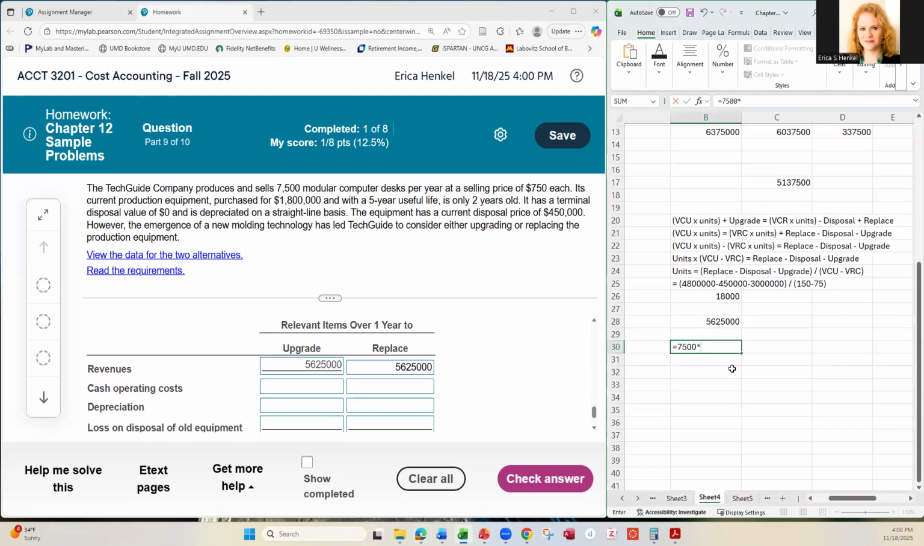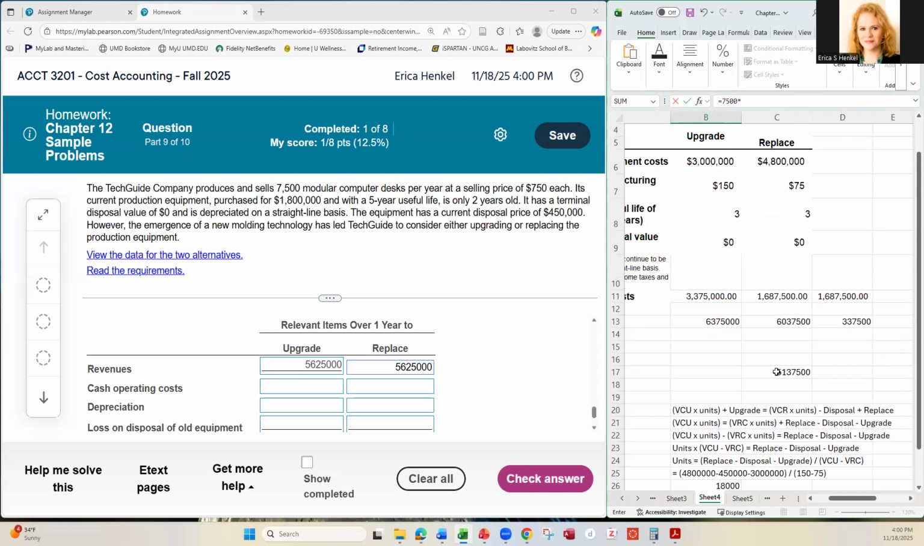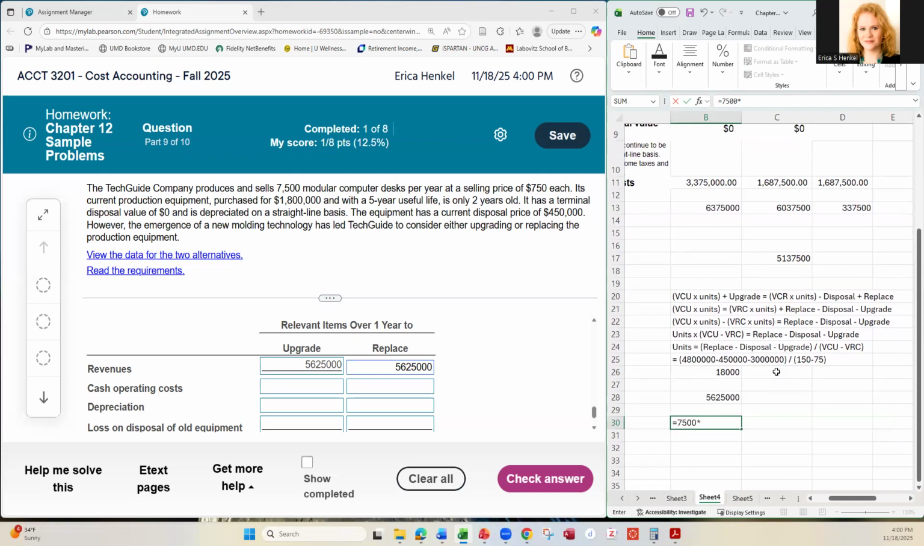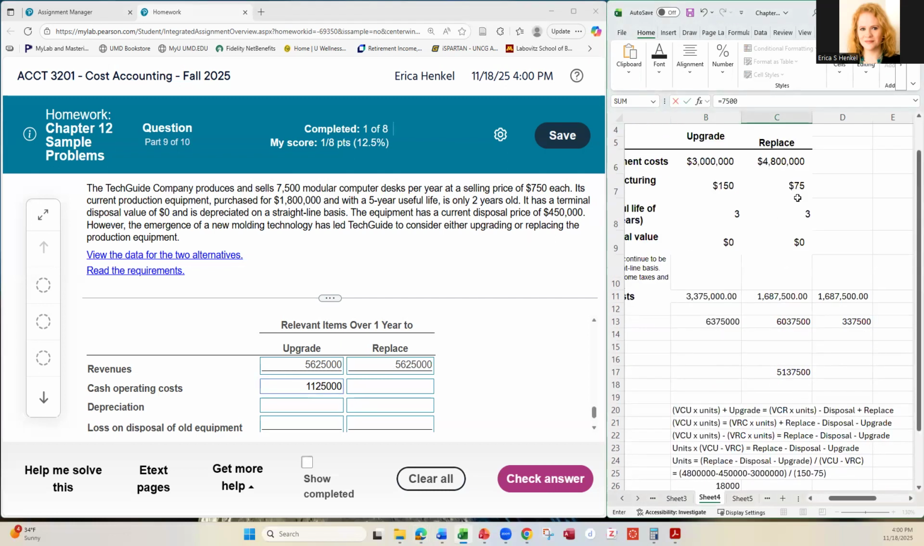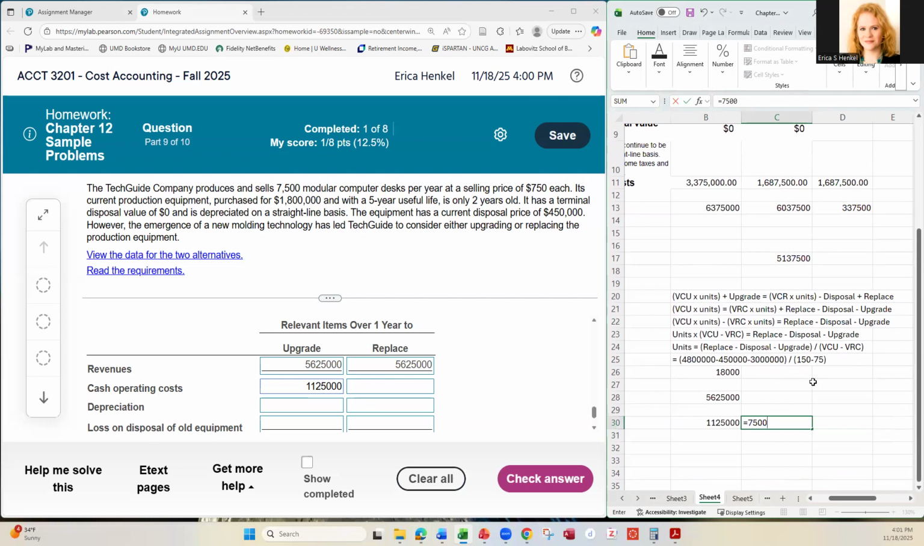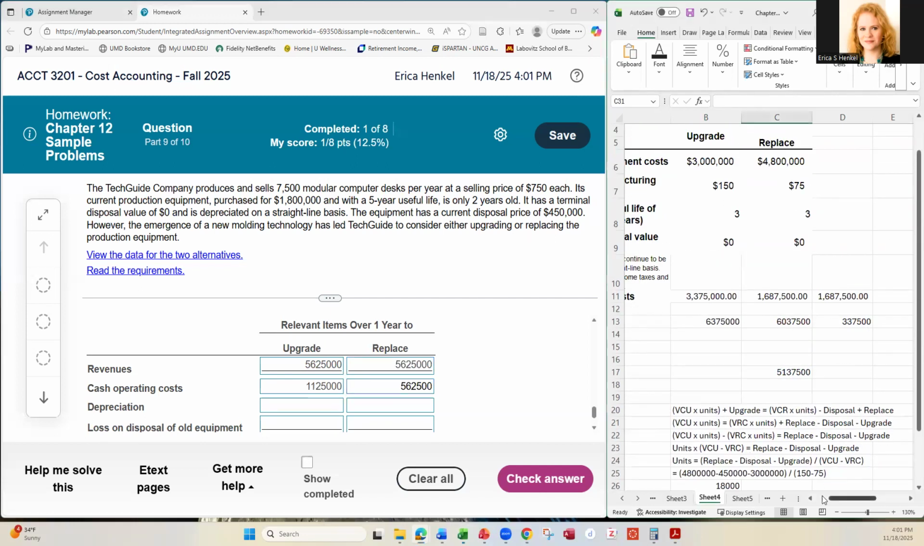7,500 times the, and this is only for 1 year here, 150, so 1,125,000. And then here it's going to be 7,500 times the $75, so 562,500. Our depreciation, we've got to calculate based on the useful lives.